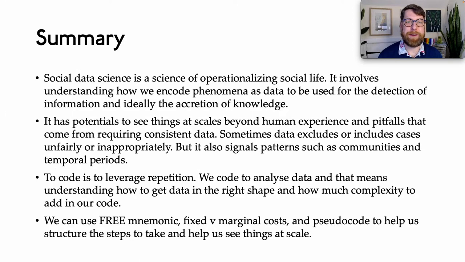Okay, so that's the end of chapter one here. You can review some more of this in the book or the text if you like, but that's the summary. So social data science is a science of operationalizing social life. We have phenomena out in the world, and then we want to find ways to make claims about it, but doing that using data. Some data is going to work better than others or be more consistent than others. What data, under what circumstance? That's something that we want to explore, both critically, theoretically, but also empirically.